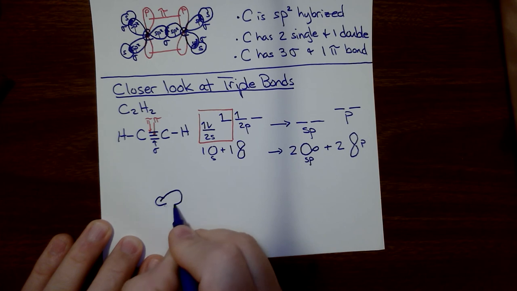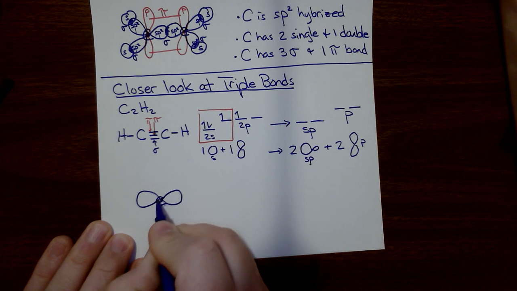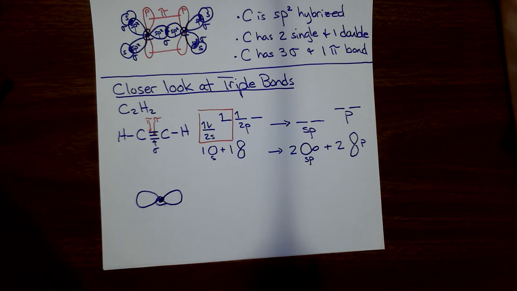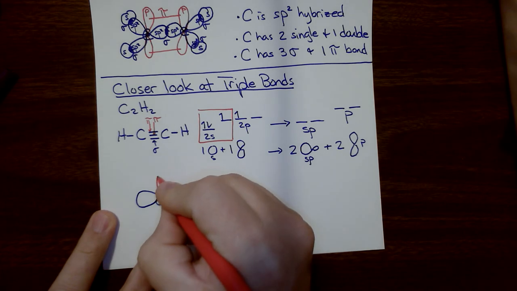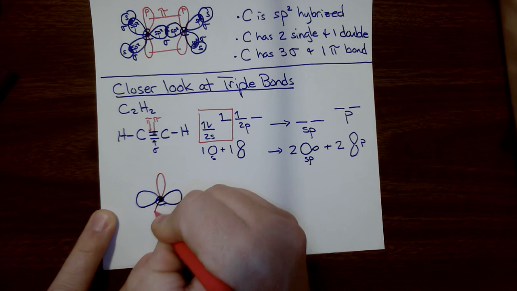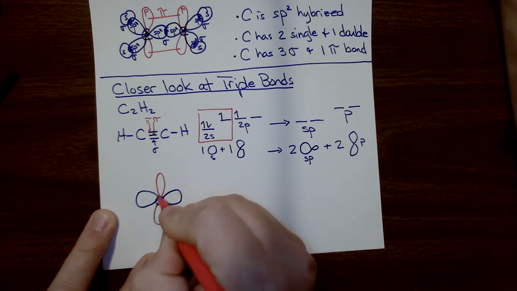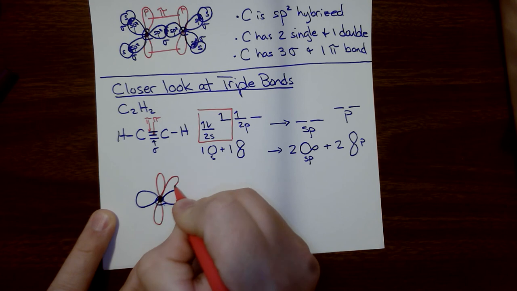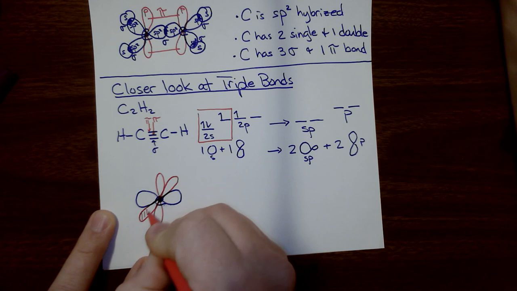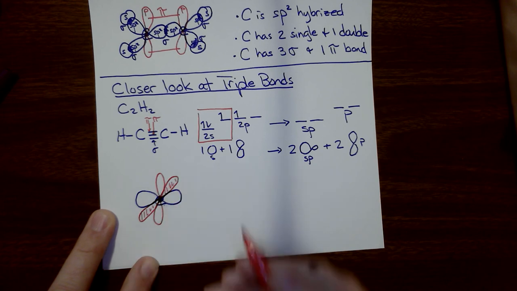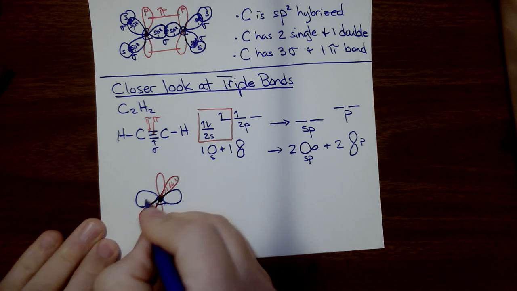So there's my hybridized orbital, and then my other hybridized orbital goes out this way. Then I want to have a p orbital going up and down like this, and another p orbital going in this direction, and I will color in this one so you can see it's different. So I have 2 p orbitals, and then this was the sp hybridized.